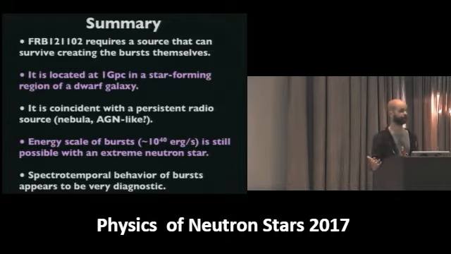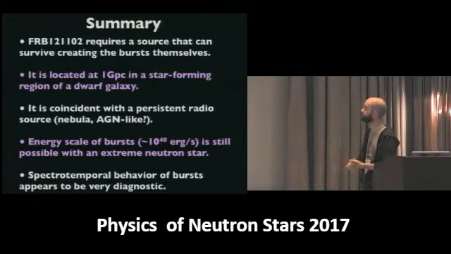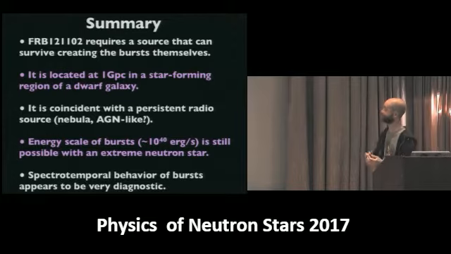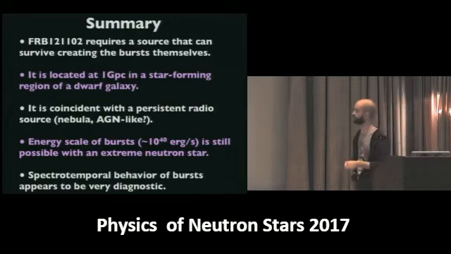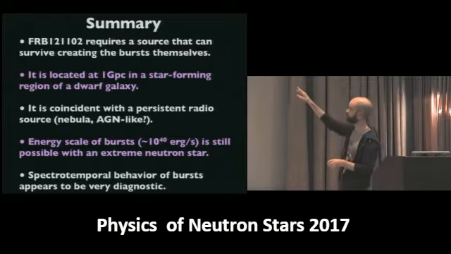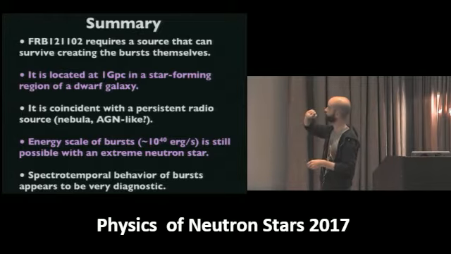So in summary, this particular fast radio burst, 121102, requires a source that can survive creating the burst because we see repeated bursts, right? It is located, we now know, unambiguously in a galaxy at 1 gigaparsec, so at a redshift of 0.19, and it's in a star-forming region, specifically in that dwarf galaxy. And this is a type of dwarf galaxy where the metallicity is very low. You can form very, very massive or very fast-rotating stars, and where you expect to see long gamma-ray bursts and superluminous supernovae. The source is consistent or coincident with a persistent radio source.